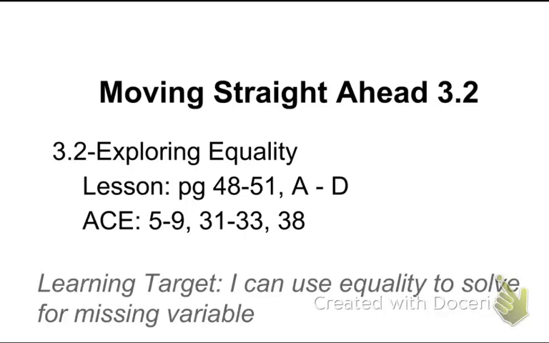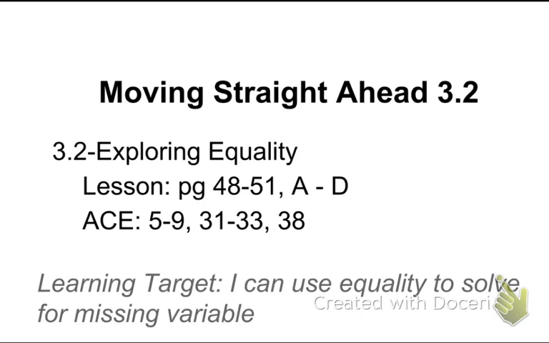Hello ladies and gentlemen, today's lesson is Moving Straight Ahead 3.2, and we're going to be exploring equality. Today's lesson is on pages 48 to 51, A through D. Our ACE problems are going to be 5 through 9, 31 through 33, and 38. And our learning target is: I can use equality to solve for a missing variable.